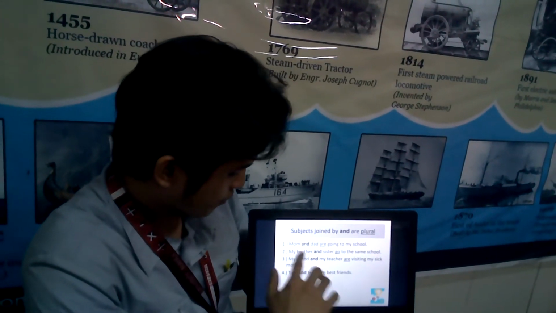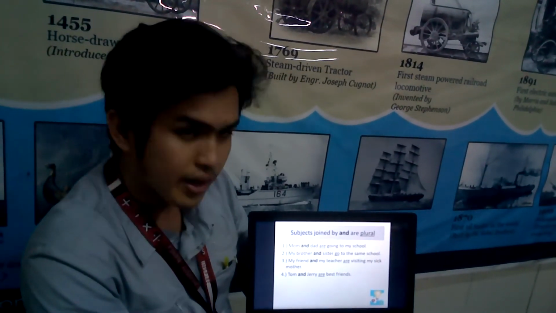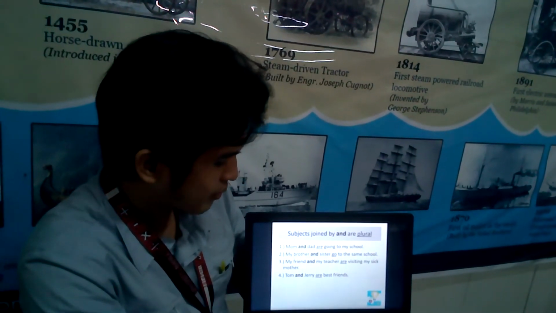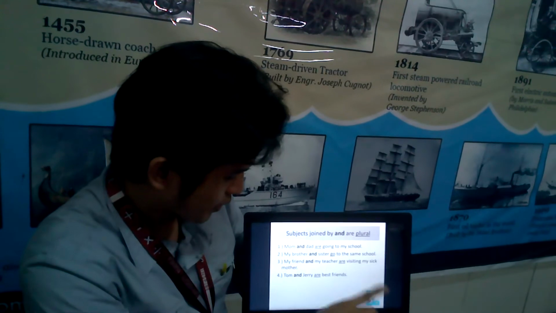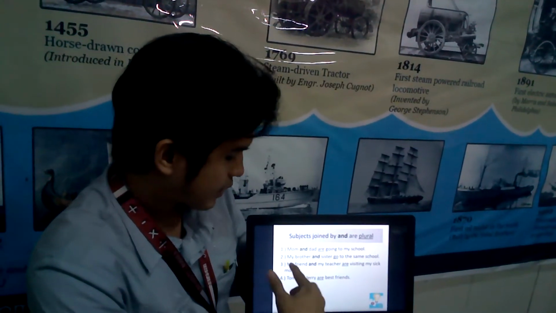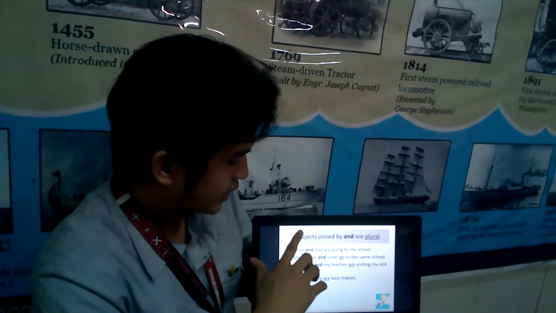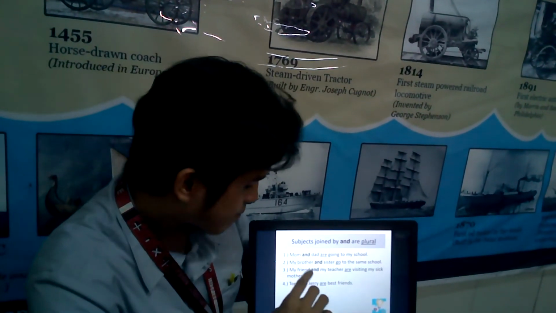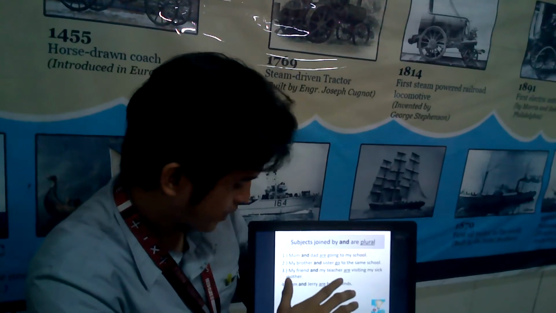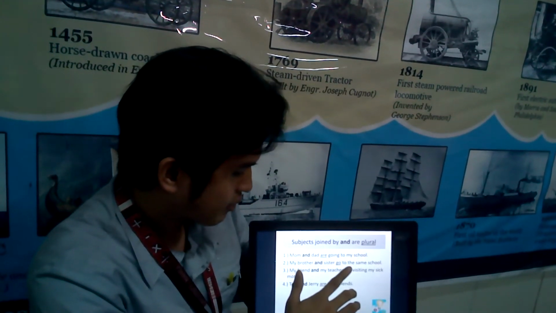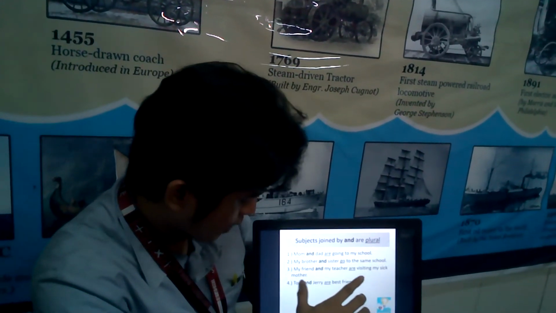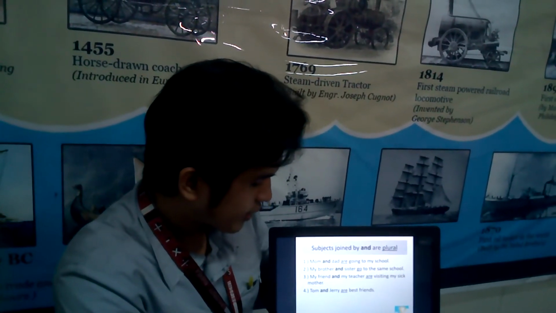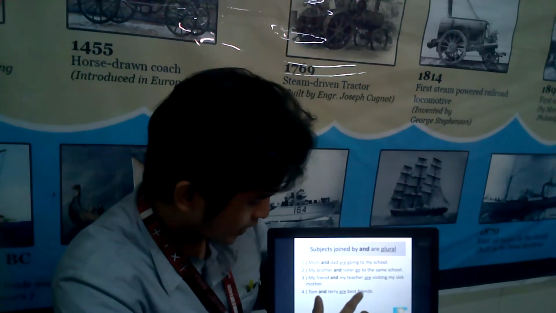For example number 2, my brother and sister go, again a plural verb, to the same school. Again, the rule is that subjects joined by "and" are plural. Look at example number 3: my friend and my teacher are, again a plural verb, visiting my sick mother. The last example is Tom and Jerry, again "are" best friends.